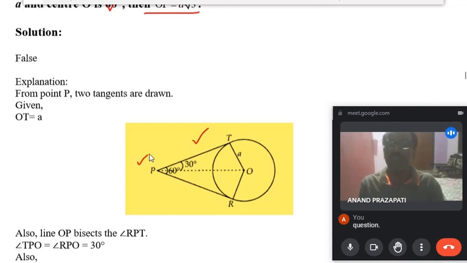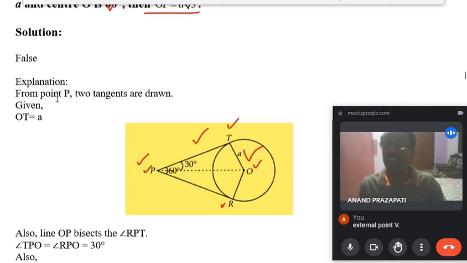This is a point P. This is the center of the circle. This is the radius of the circle. T is the point of contact. R is also a point of contact. PT and PR, two tangents, are drawn from the external point P.